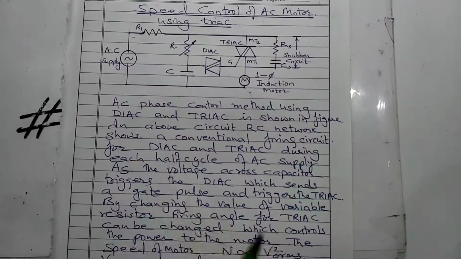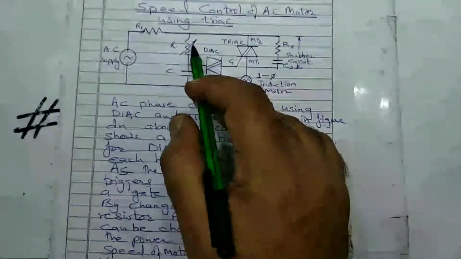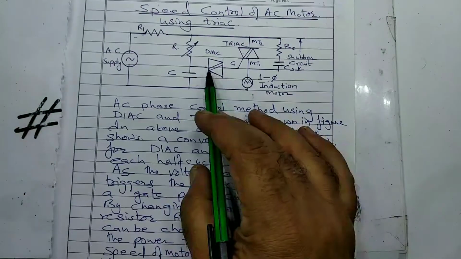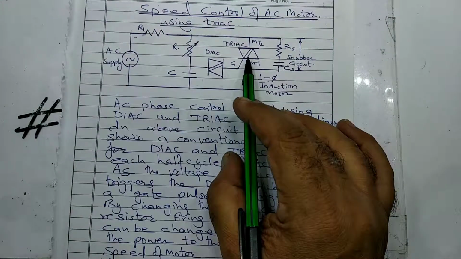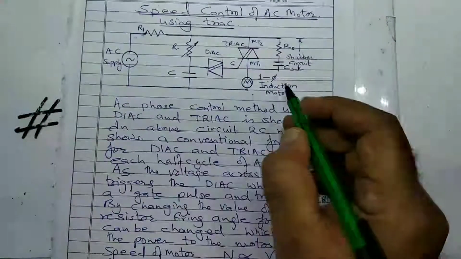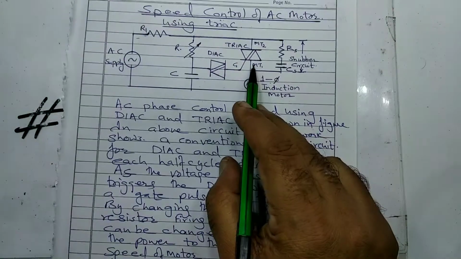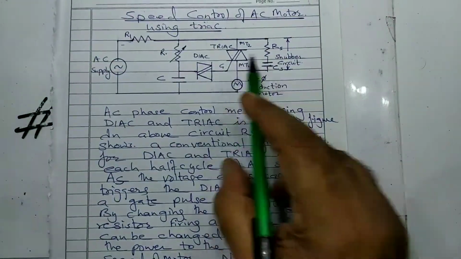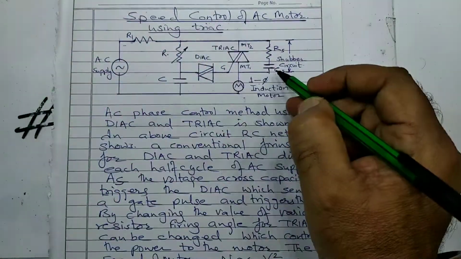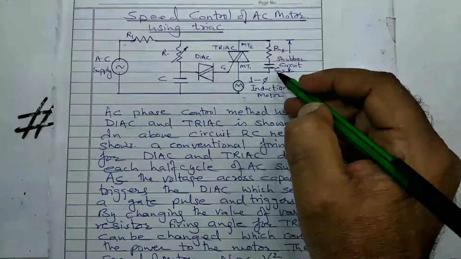The circuit consists of a series resistor R1, an RC circuit which provides a gate pulse to the gate of the thyristor or triac through a diac, and an RC parallel circuit connected across the triac, which is called the snubber circuit. This snubber circuit protects the triac from unintended dV by dt turn on.